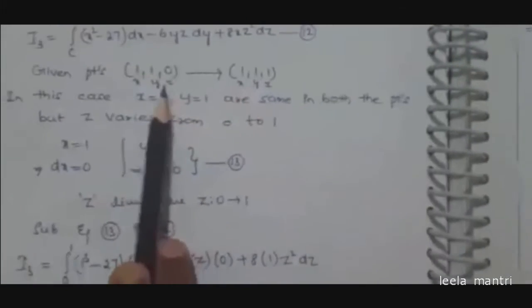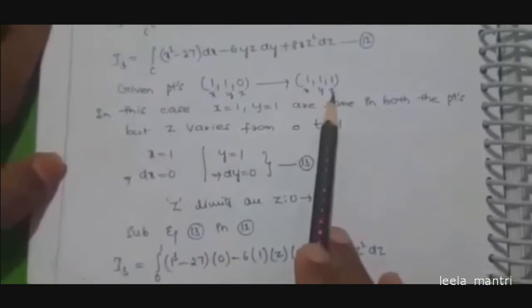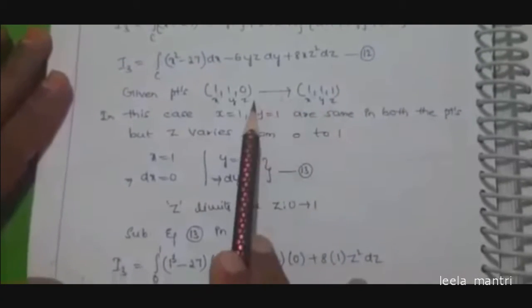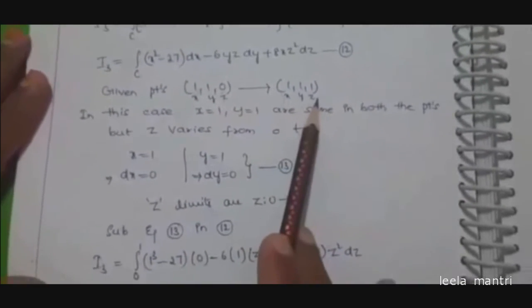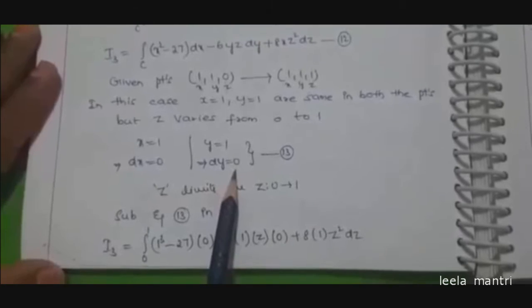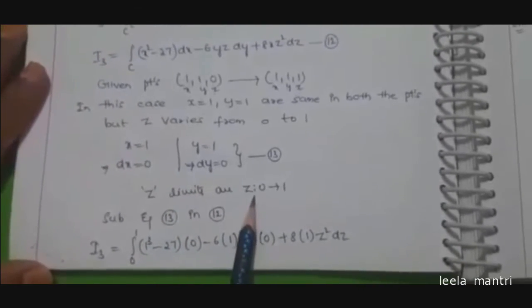Moving to the third value, z is equal to 0 in the first point, z is equal to 1 in the second. If we observe here, the z value varies from 0 to 1. Means this particular integral will be converted in terms of z. Your integral should be in terms of z so that you can substitute the z limits as 0 to 1. Since x and y have the common values in both the points, as x is equal to 1, y is equal to 1, we will be taking the derivatives dx is equal to 0, dy is equal to 0, and we are having the z limits as 0 to 1.